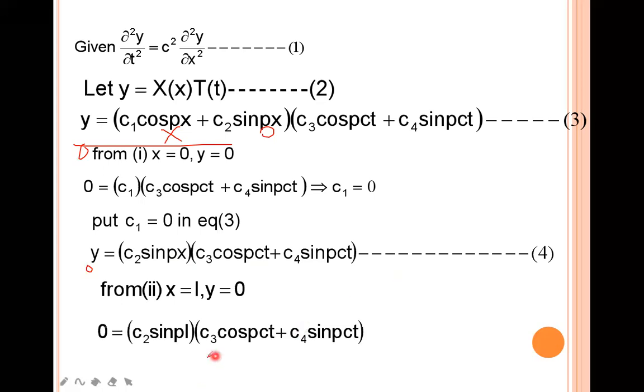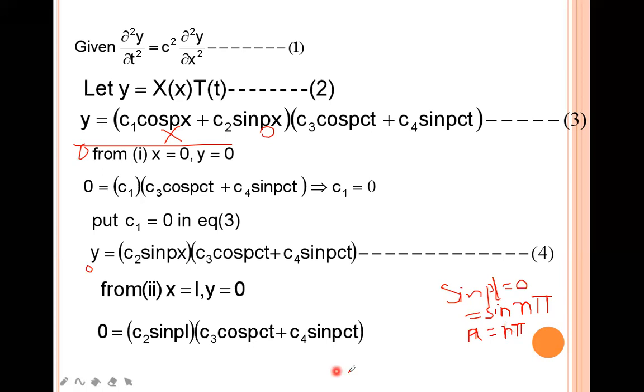So from this, C2 is not 0, therefore sin PL equals 0. Sin n pi is 0, so PL equals n pi. From this you have to find the value of P. Therefore P equals n pi by L.